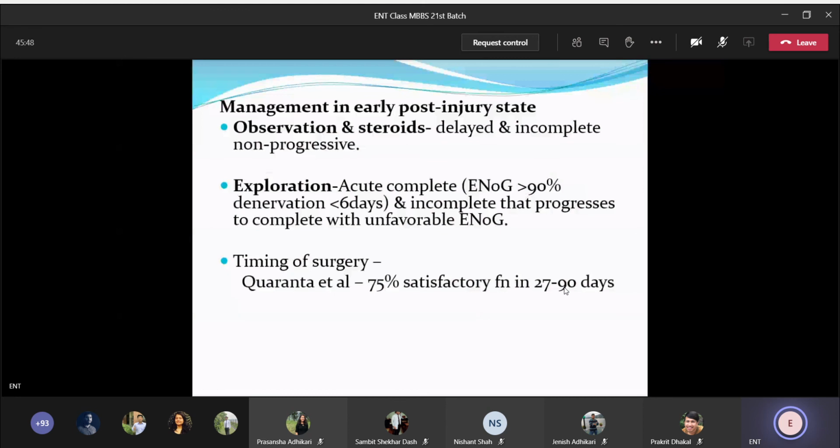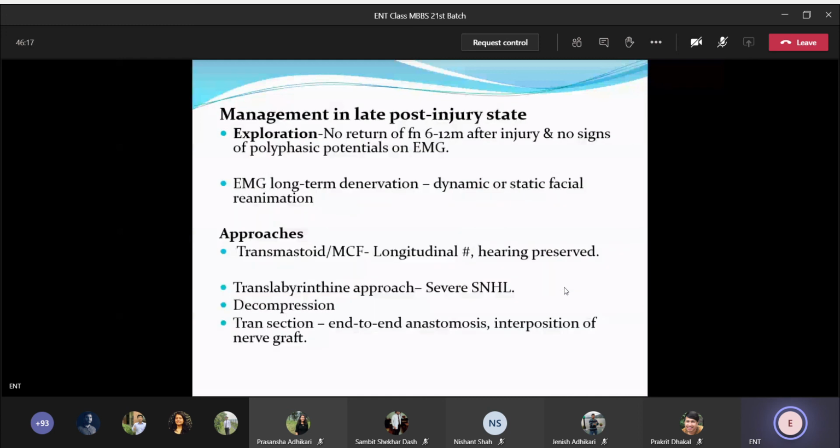So management in early post-injury, observation and steroid. Delayed or incomplete, non-progressive, it recovers. And if acute complete paralysis, we have to explore the temporal bone and we have to decompress the facial nerve. Management in the late post-injury, exploration, approaches for the transmastoid or the middle cranial fossa approach, translabyrinthine approach, and we have to decompress the facial nerve.